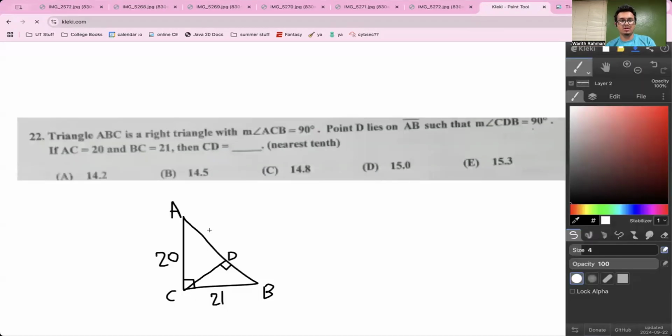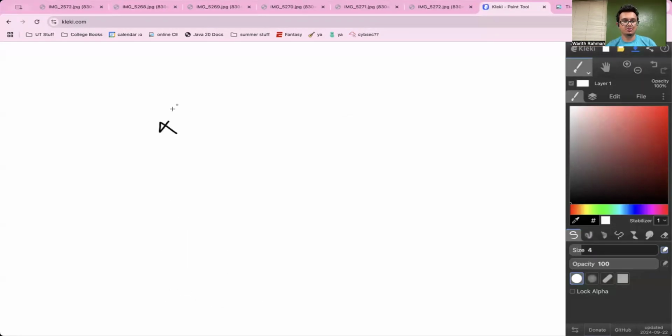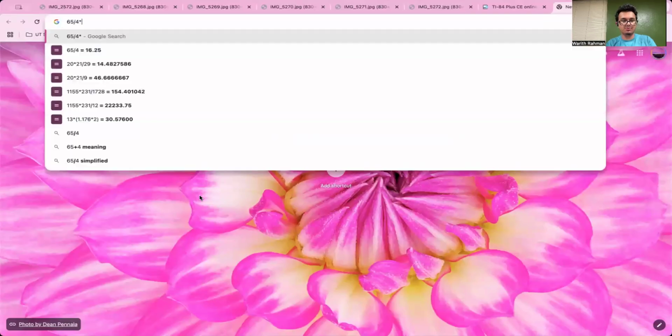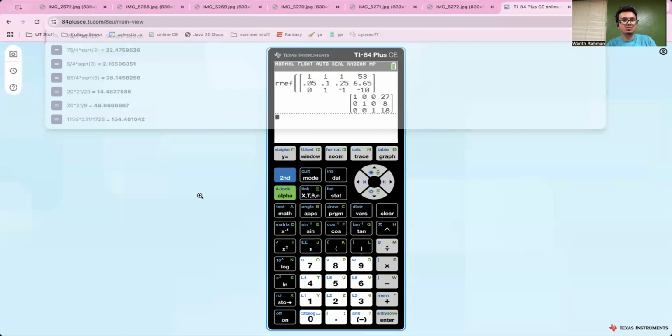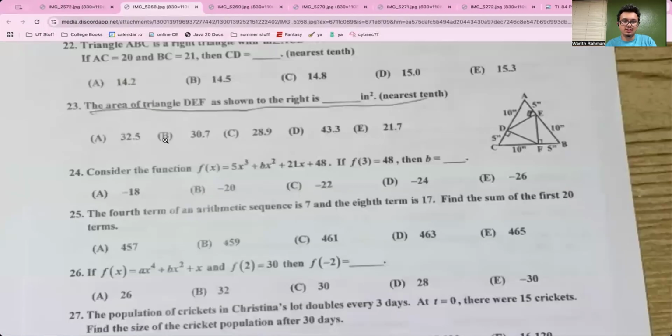The formula for an equilateral triangle area, for those who don't know, is x squared times the square root of 3 over 4. So in this case, the square root of 75 squared times the square root of 3 over 4, which is 75 root 3 over 4. So 32.47, that gets us right there, A. Okay, sweet.